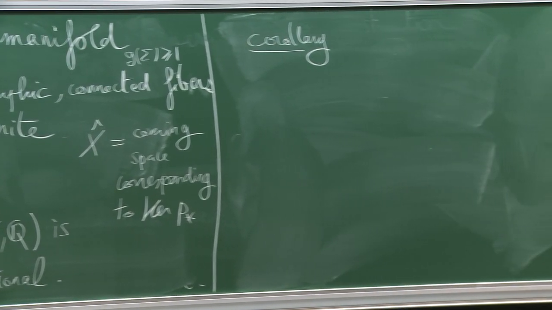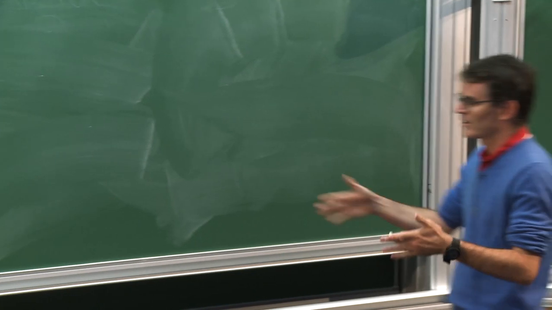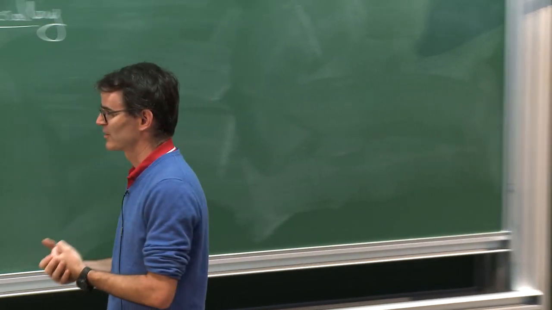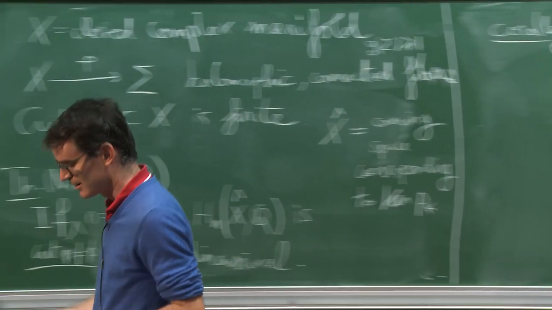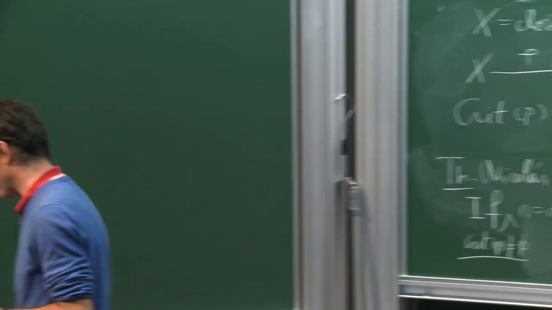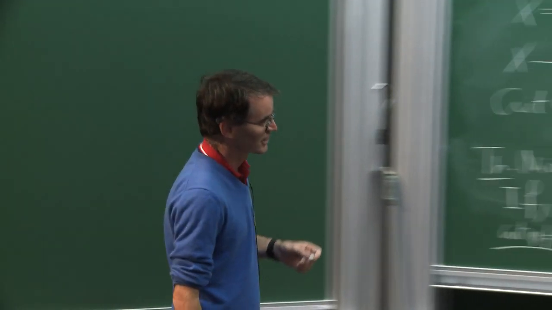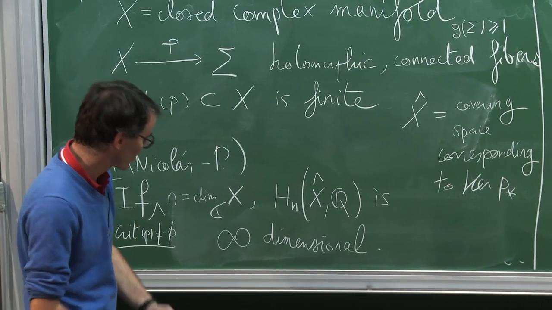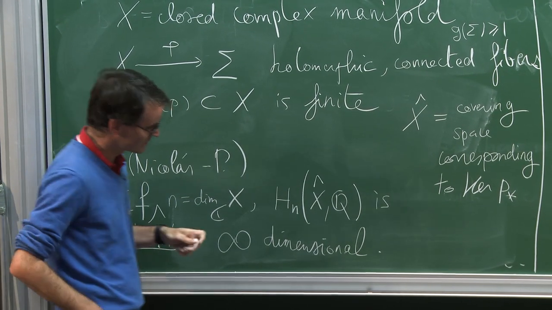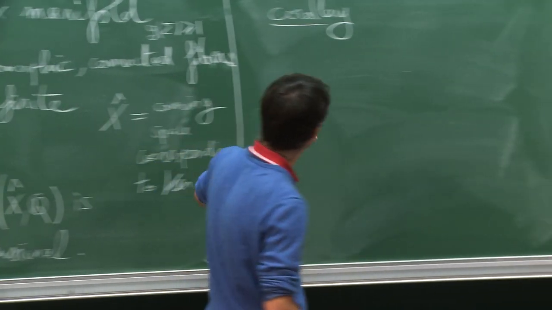So if there is no critical point, the X hat is a fiber bundle of something which is topologically a plane, so it has the homotopy type of a fiber which is compact. So the homology is finitely generated. But if there is at least one critical point, then this homology group is infinite dimensional.